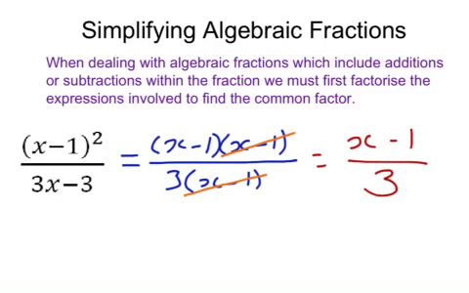So when we're dealing with algebraic fractions that have additions or subtractions within the fraction, that is either a plus or a minus on the top or on the bottom of the fraction, the first thing we need to do is try and factorize each expression and then look for common factors, either numbers or sometimes expressions within brackets, that we can cancel to get our simplified algebraic fraction.